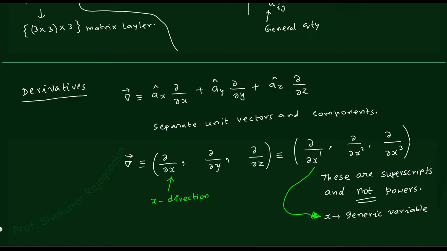In the standard notation, it is very particular or specific to the 3D Cartesian system. X means, I'm talking about the meaning of x. Whereas the right side thing is generic.